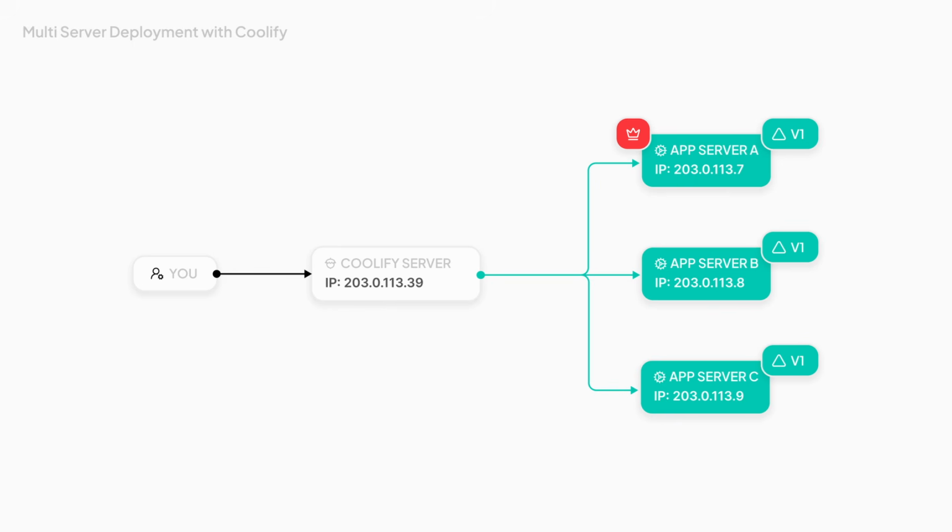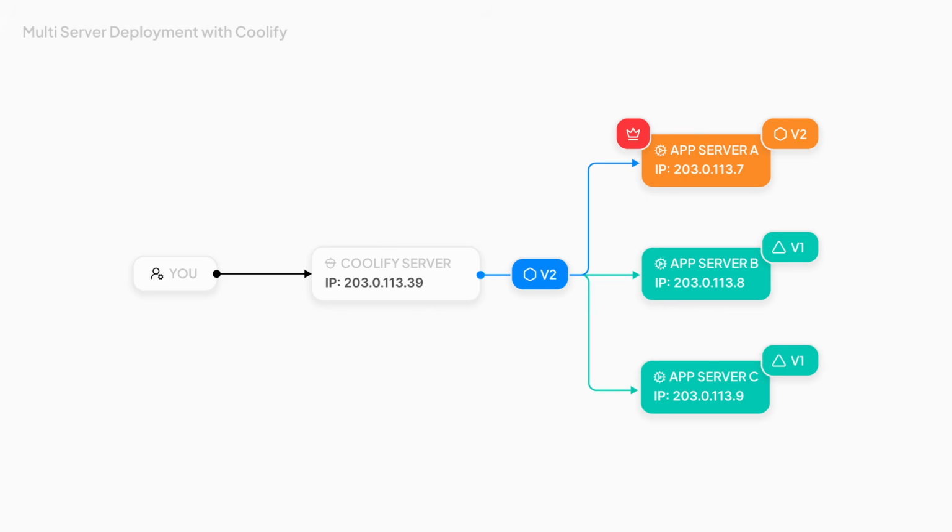When an application is deployed to more than one server, Coolify assigns one server as the primary and the rest of the servers as additional servers. At this stage, all servers are running version 1 of the application. When we deploy a new version, Coolify starts with the primary server. It builds the application on the primary server and pushes the resulting Docker image to a Docker registry. All additional servers then pull that image, so the build happens only once.